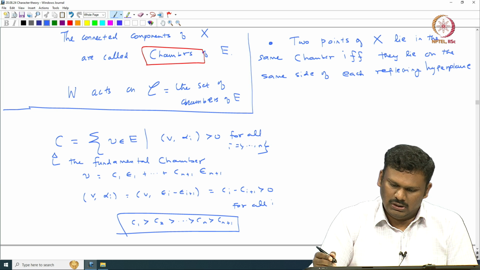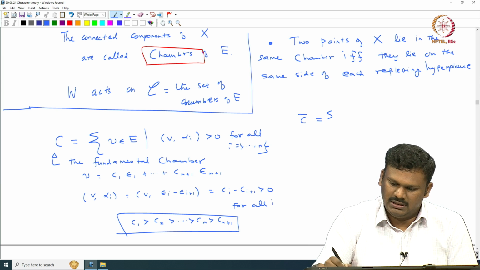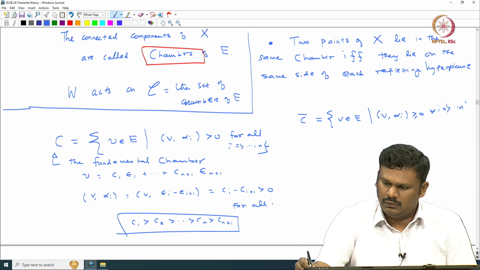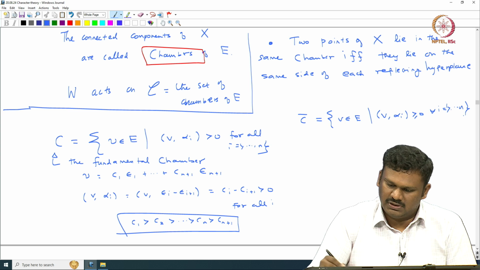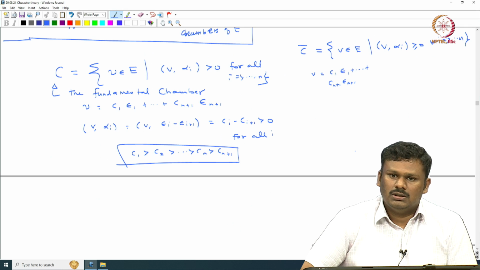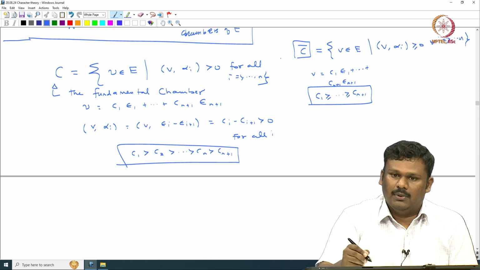If I look at the closure of this chamber, from the definition it is clear that this will be just all the vectors v in E such that (v, alpha_i) is greater than or equal to 0 for all i from 1 to n. In particular, if you write v in terms of these coordinates, c_1 epsilon_1 plus etcetera plus c_{n+1} epsilon_{n+1}, then c_1 should be greater than or equal to etcetera, greater than or equal to c_{n+1}. So, this is how you define this C bar.